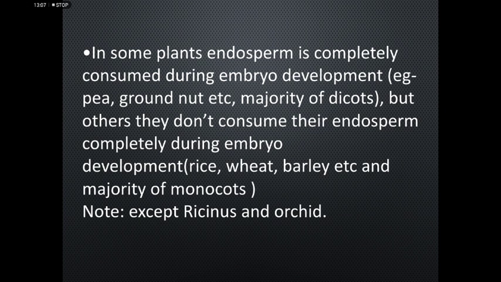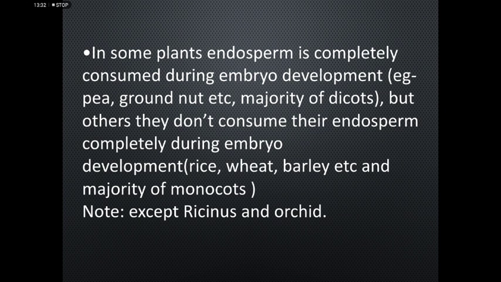But in some others, like monocots, they don't consume their endosperm completely during embryo development. That means a portion is conserved for the future. Example, rice, wheat, barley, etc., and the majority of monocots. But some exceptions are there.